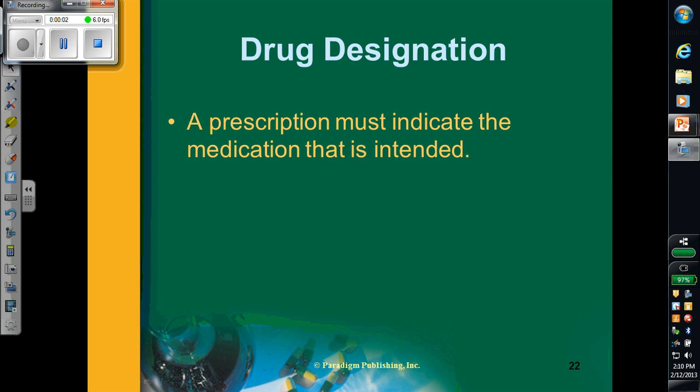Okay, this is on section 3.2, part of 3.1 still, and then some of 3.2. I was trying to just break up our notes evenly. So we're going to start talking about drug designation.